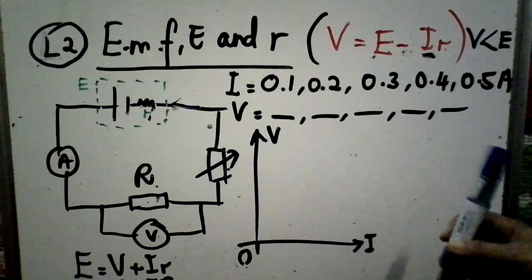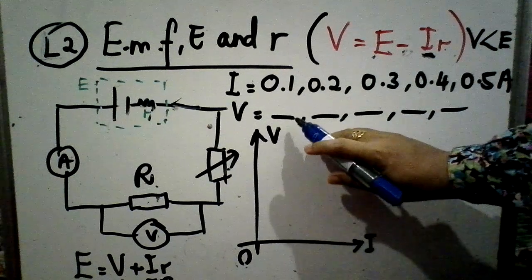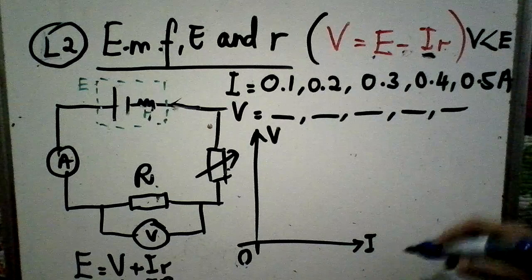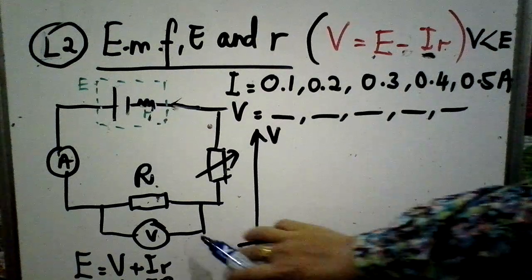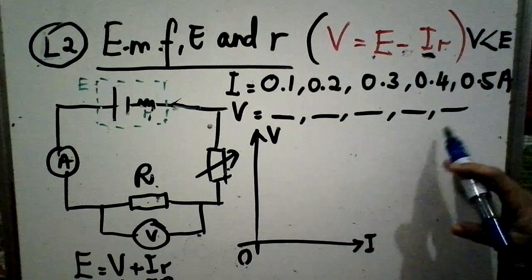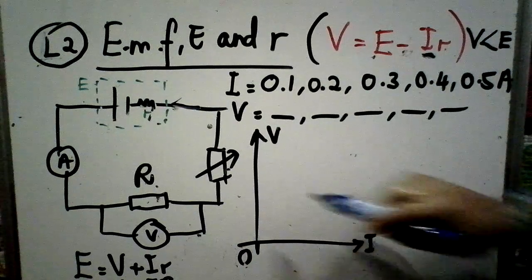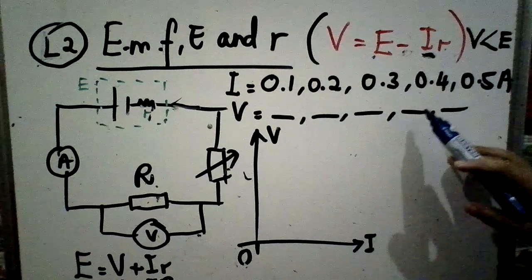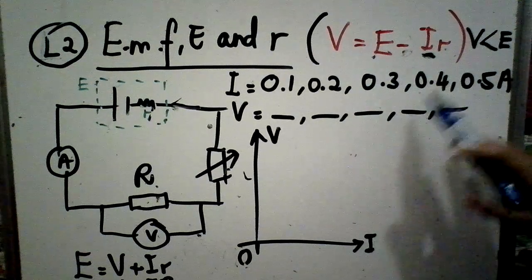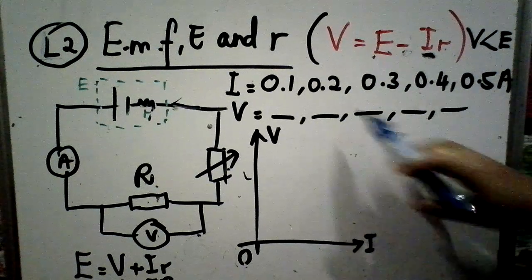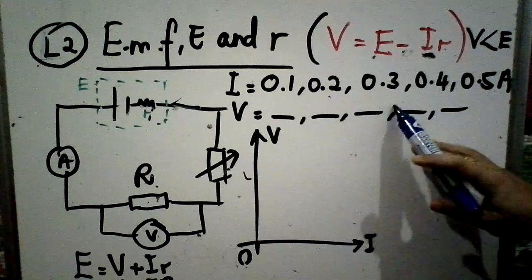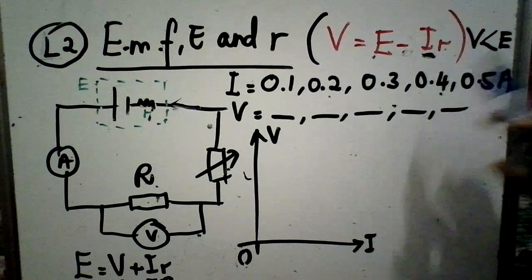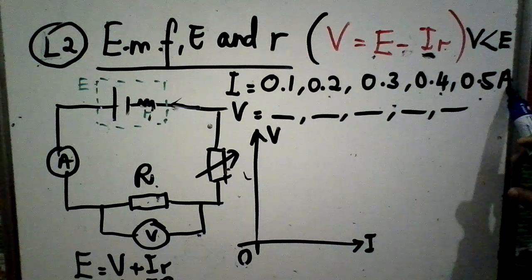So let's say we have 5 sets of data. The first one is 0.1 ampere. We record the reading V and put it in the table of data. Then use the rheostat to adjust the reading of the ammeter until we get 5 sets of data. So you can repeat to 0.2 ampere, 0.3 ampere, 0.4 ampere and 0.5 ampere.